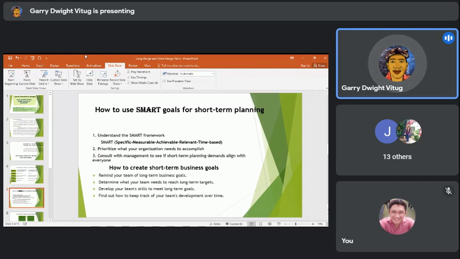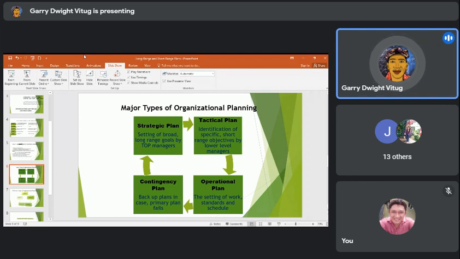So next po is major types of organizational planning. So there are 4 major types po. Una po yung strategic plan, tactical plan, operational plan, then contingency plan. Yung contingency plan po sa next presenter na po yun.